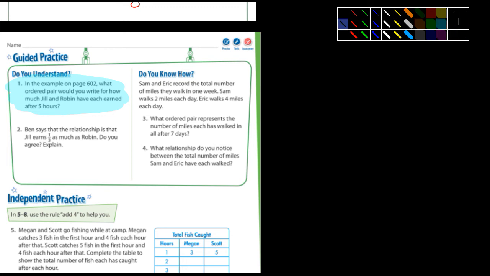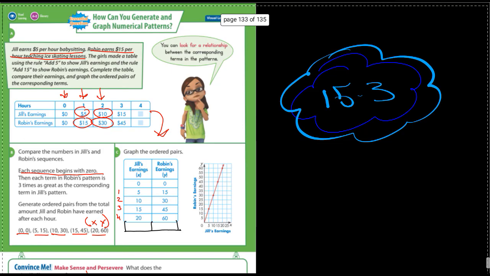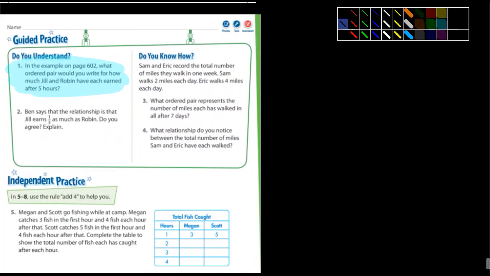Let's see here. Ben says that the relationship is that Jill earns 1/3 as much as Robin. Do you agree? Okay, so she's making, I had to go back and look for a second, Jill is making $5 an hour, and Robin was $15 an hour. Is 5 1/3 of 15? It sure is. 5 over 15. If I was to reduce that, 5 goes into 5 once, 5 goes into 15 3 times. That reduces down to 1/3. So, yes, I agree, and there's an example why.